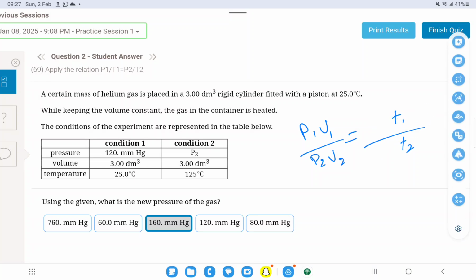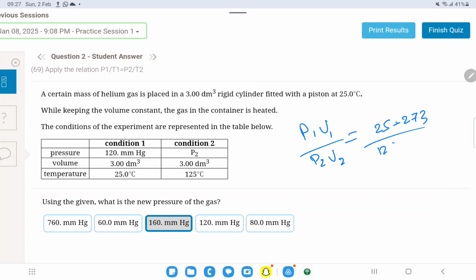T1 is 25 plus 273. T2 is 125 plus 273. V stays the same, you can cancel it as well. P1 is 120, 25 plus 273, 298. 125 plus 273, 398. You can cross multiply.